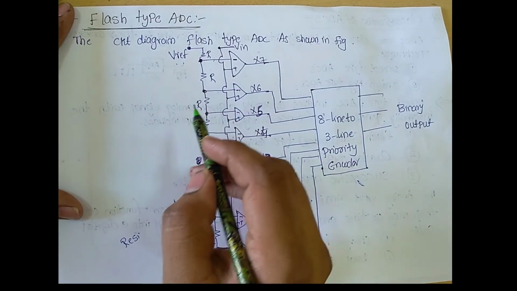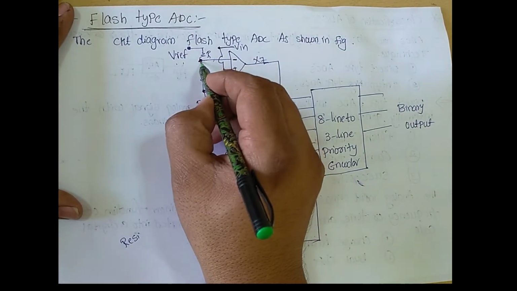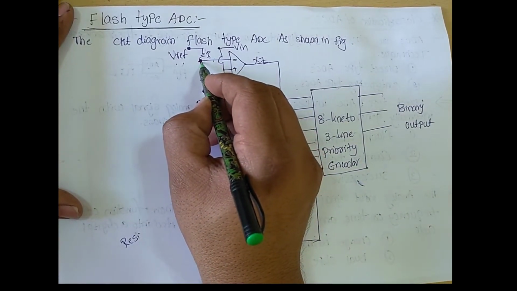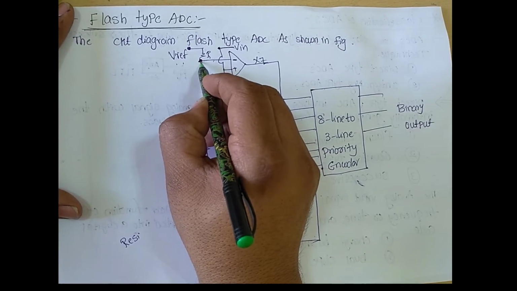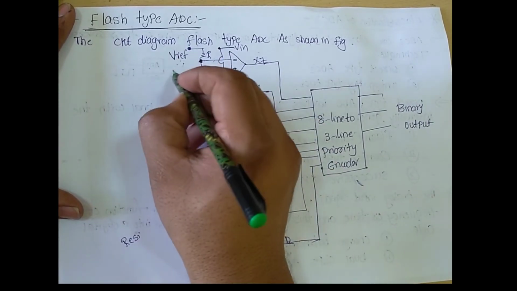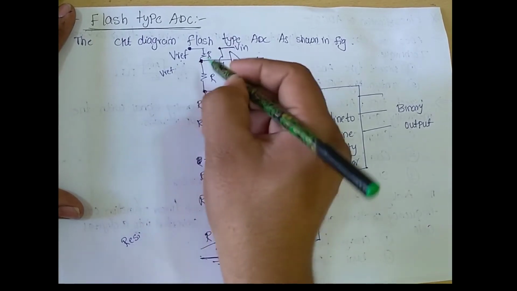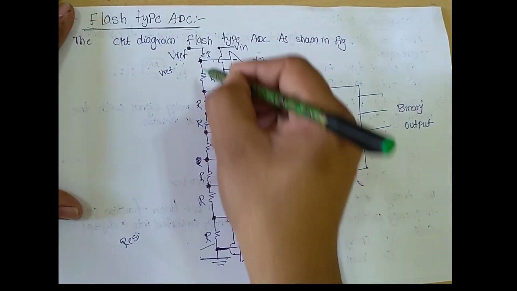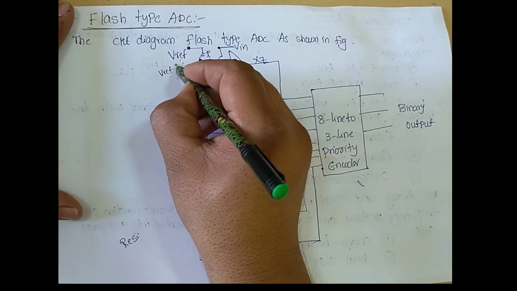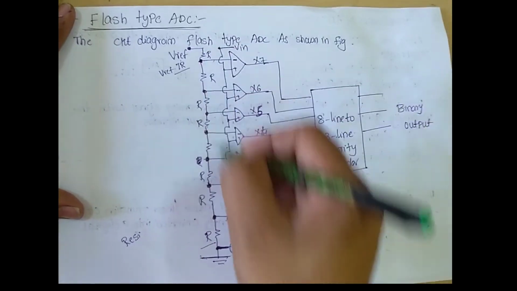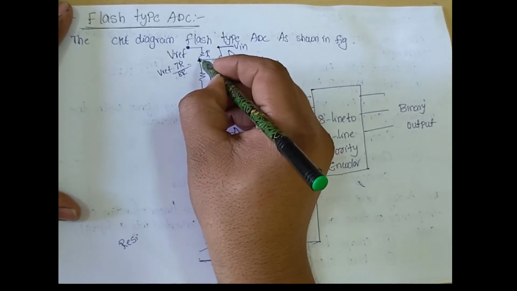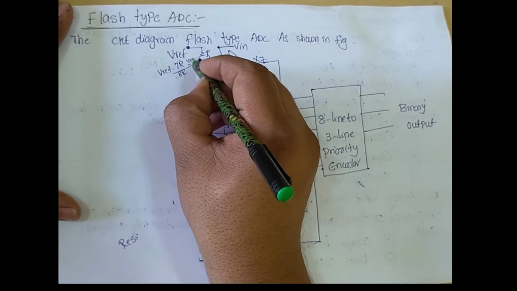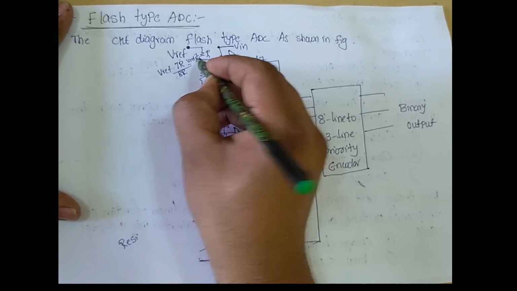Now we want to calculate the node voltages. To calculate a node voltage, we can apply the voltage division rule. According to the voltage division rule, this node voltage equals the total voltage, that is V reference, times the branch resistance. The total branch resistance here is 7R, divided by the overall resistance in the network, that is 8R. Therefore, this node voltage is V reference into 7 by 8.